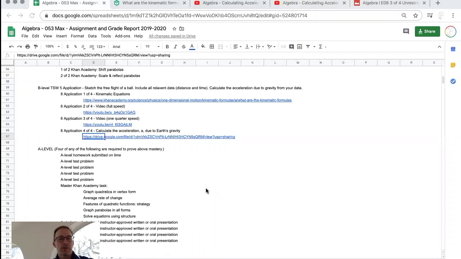Okay, for a practical problem on quadratics, we're going to calculate the gravitational constant here on Earth. Go to your unit here, and it says TSW5, and here's the application. 104 kinematic equations, and then a few videos, and then we're going to calculate the acceleration due to gravity. So on the first link, following this one, goes here.